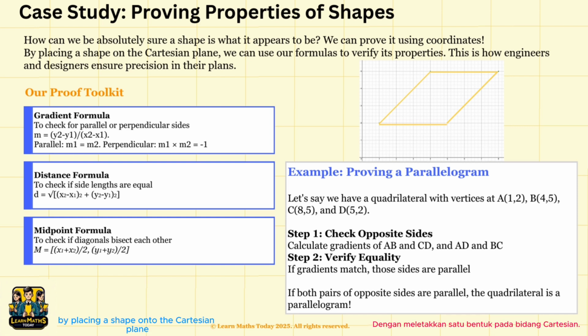By placing a shape onto the Cartesian plane using coordinates, we can then use our mathematical formulas to verify every single one of its properties. This ensures unparalleled accuracy in their plans and designs.